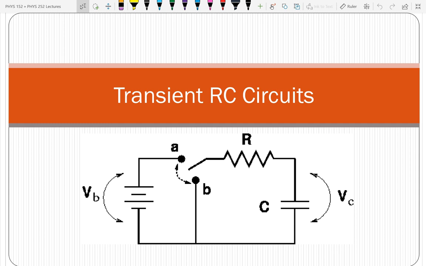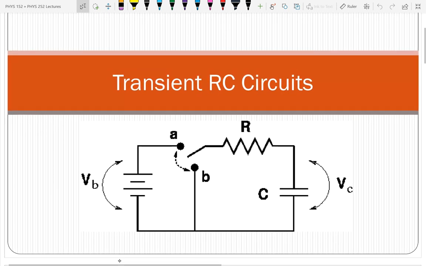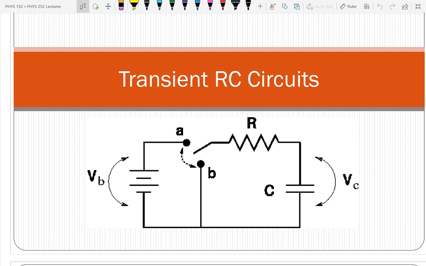So transient circuits, we talked about them in class yesterday, and I said, today, we're going to do the calculus. So here's your basic transient circuit. You've got a battery, you've got that switch. Now notice this one here is different than what I showed in class. It's different because it's a simpler design. It's charging and discharging through the same resistor. That way you don't have two time constants.